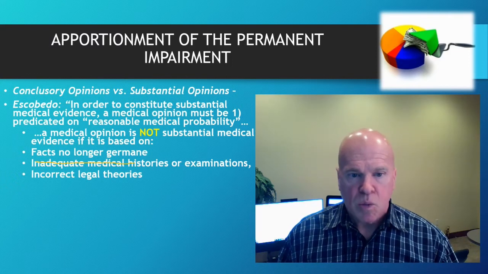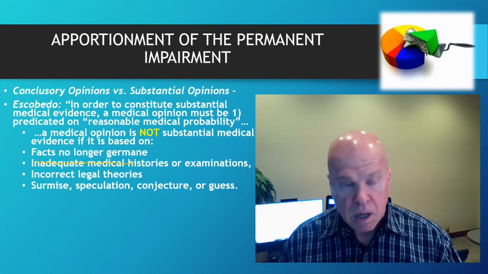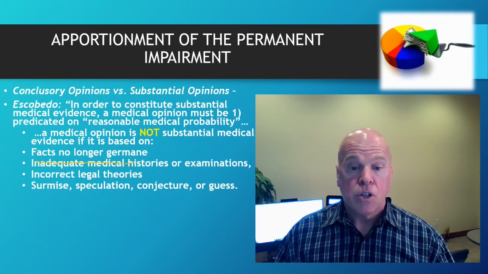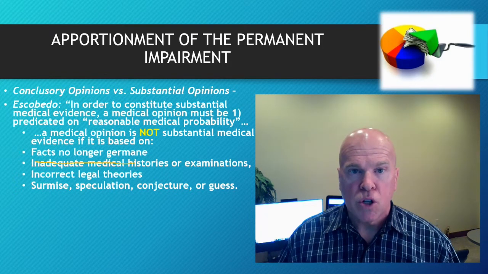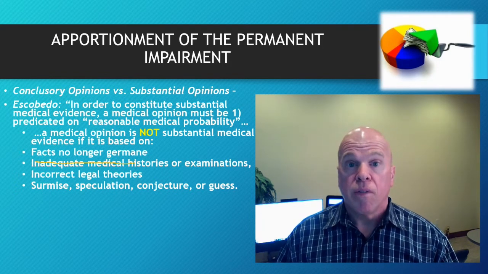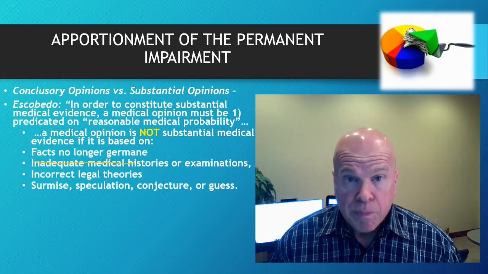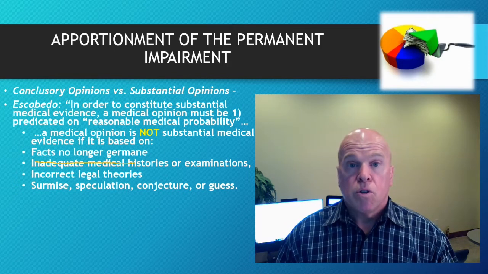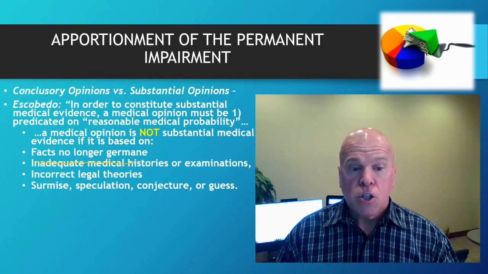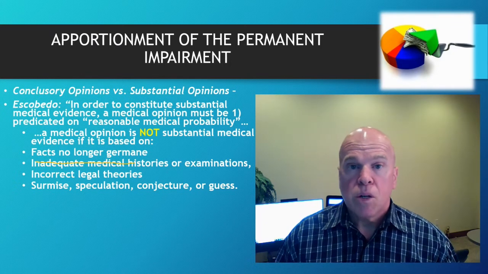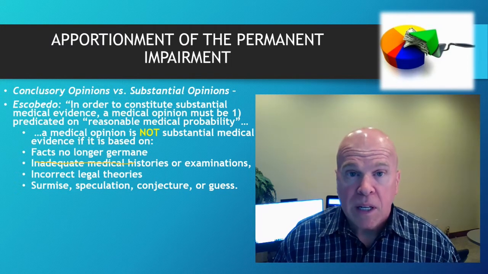An opinion is not substantial evidence if it's based on incorrect legal theories or if it's based on surmise, speculation, conjecture, or guess. So when you provide your opinion or conclusion in your report, always ask yourself, is there any portion of this opinion that's speculative? Am I guessing on any portion of this opinion? If the judges in the court smell speculation, then the opinion will not qualify as substantial and it cannot be used. And you know, in life, we speculate all the time.